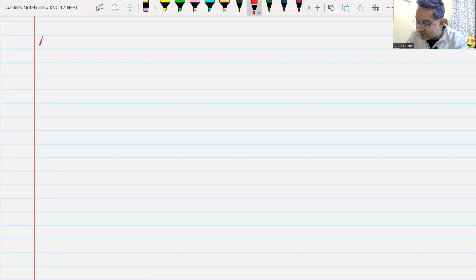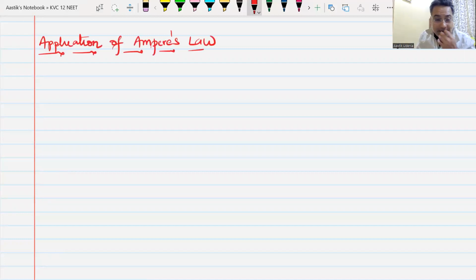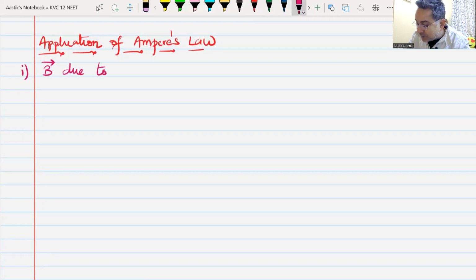And we will just write them and write their formulas. Application of Ampere's law. Now this Ampere's law can be used to find out magnetic field due to infinite wires or infinite cylinders or infinite solenoids. So we will go through them one by one. Number one, magnetic field due to infinite wire. We'll go through it again.